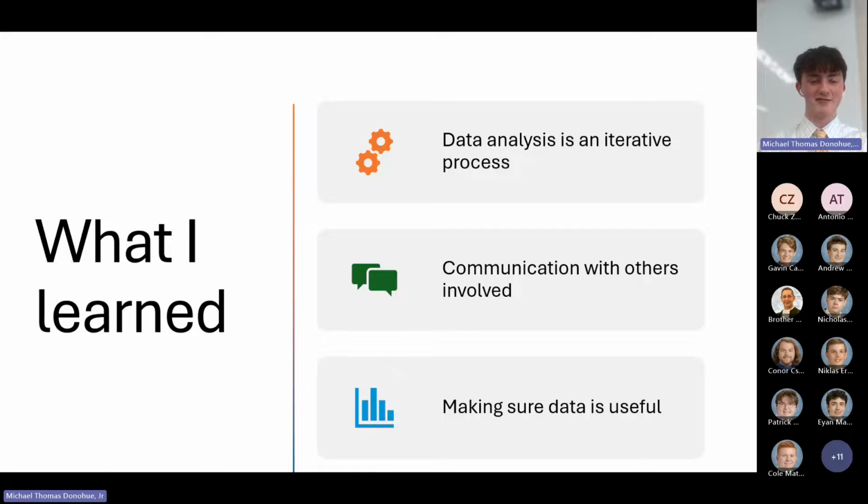And finally, making sure data is useful. If I'm not making useful data out of this, there's really no point in me doing that. So I would need to show off all of the different components of the data that they gave me. So that's pretty much my project.